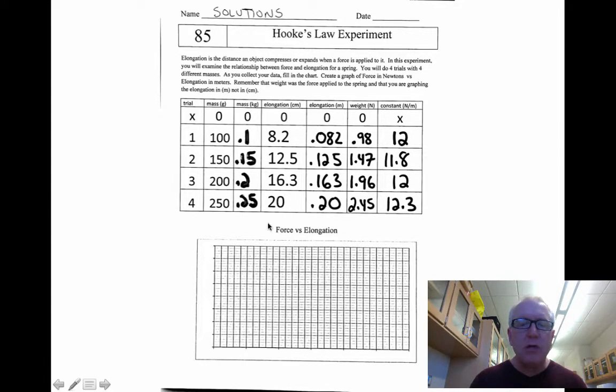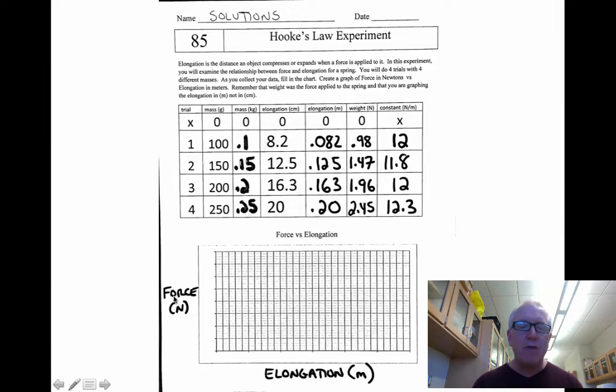All right, I have a title here of a force versus elongation graph, and people always wonder, or often wonder, which goes on the horizontal and which goes on the vertical. Well, it's always vertical versus horizontal. So on my graph here, I've got force on the vertical and elongation on the horizontal. And you should also on your correct solutions.